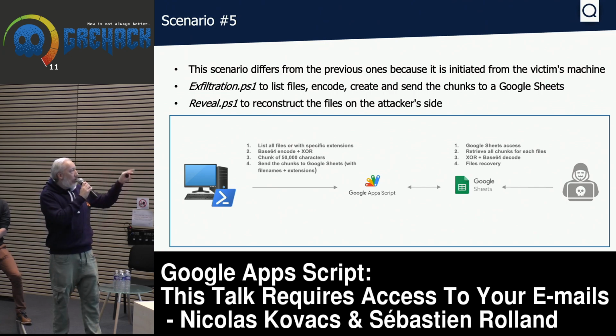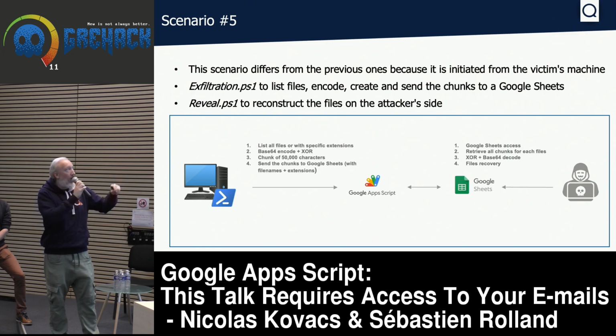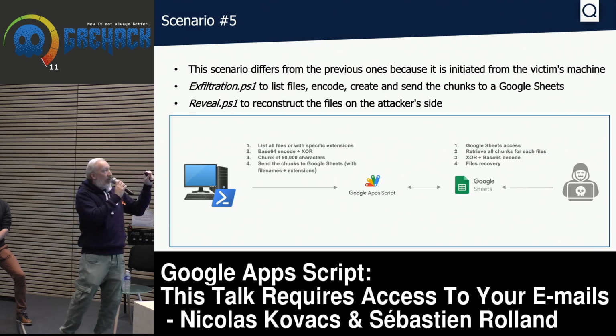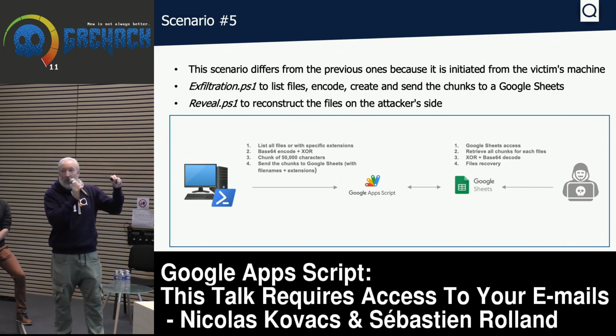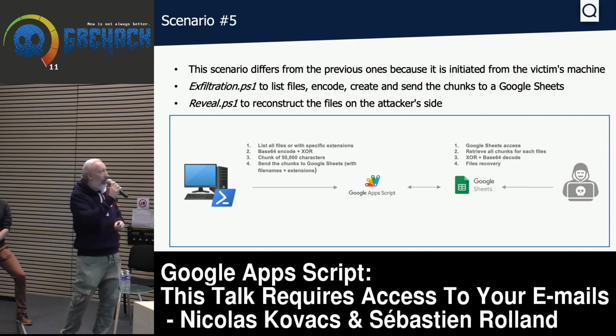So we created a script. Here is a PowerShell one, but you can do it in any language. And in fact, what the script does is just list the files on your file system, encode all the files using base64, apply XOR, and send chunks of 50,000 characters to Google App Script, for example, on a POST or GET request. But I think we use the POST one.